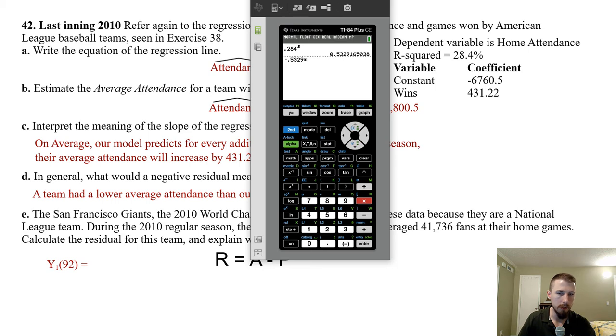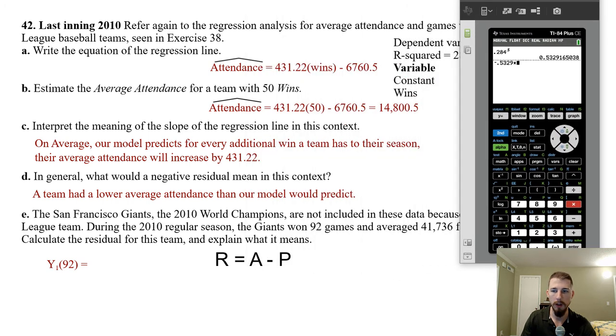So what we're going to do is evaluate our equation for 92. So let me clear this out real quick. So I'm going to take my slope of 431.22 multiplied by 92, and then I'm going to subtract from that 6,760.5. Okay, so that's going to give me my prediction from the model.